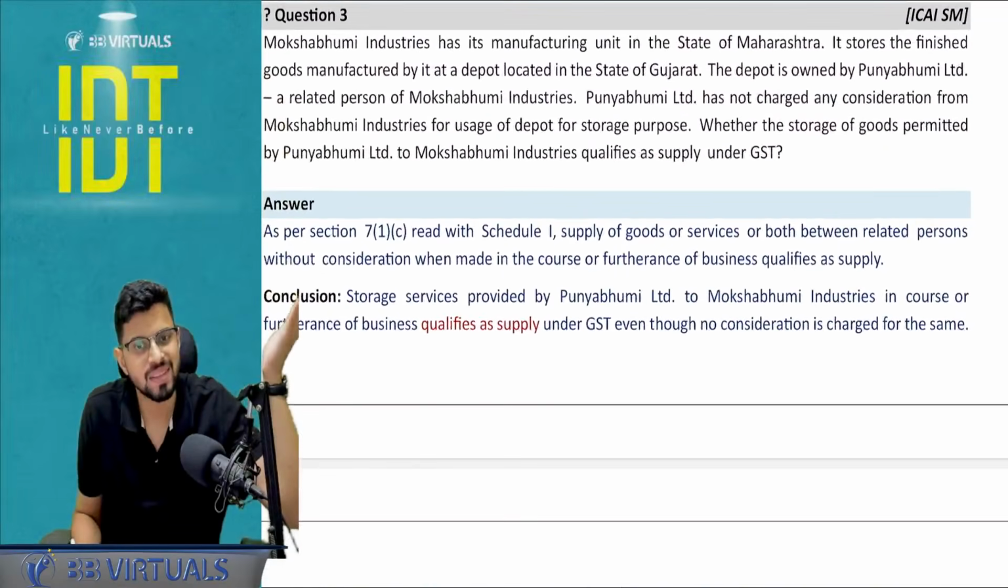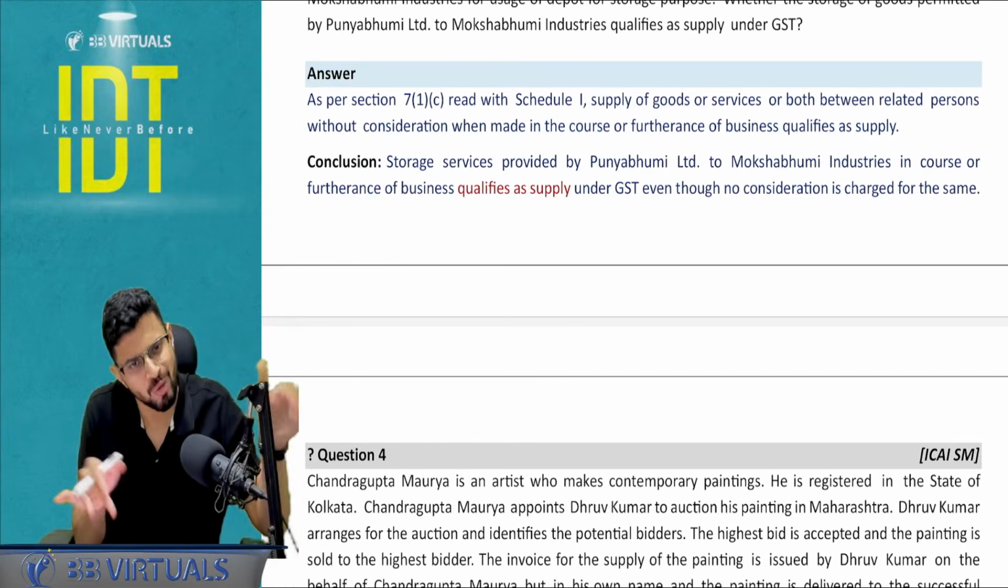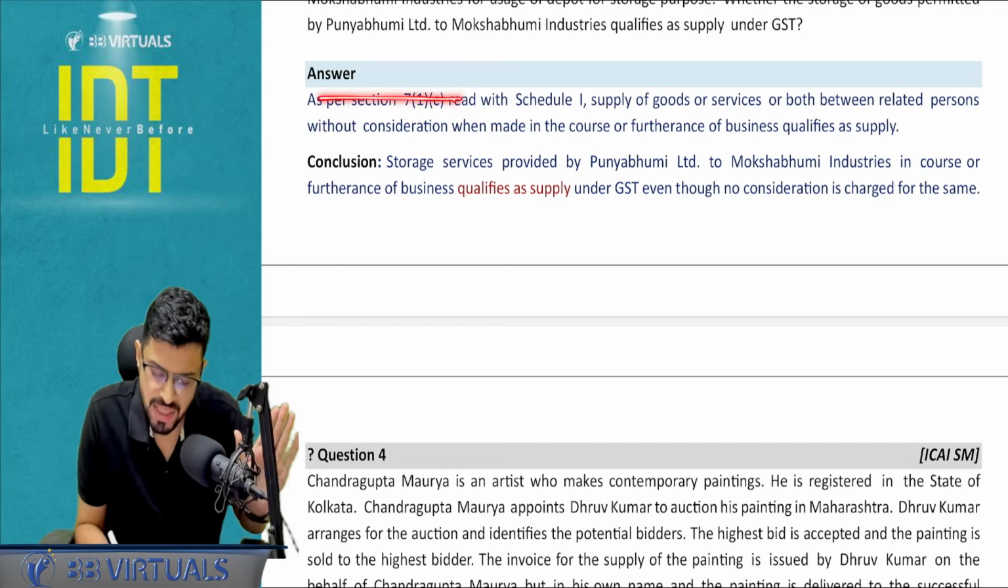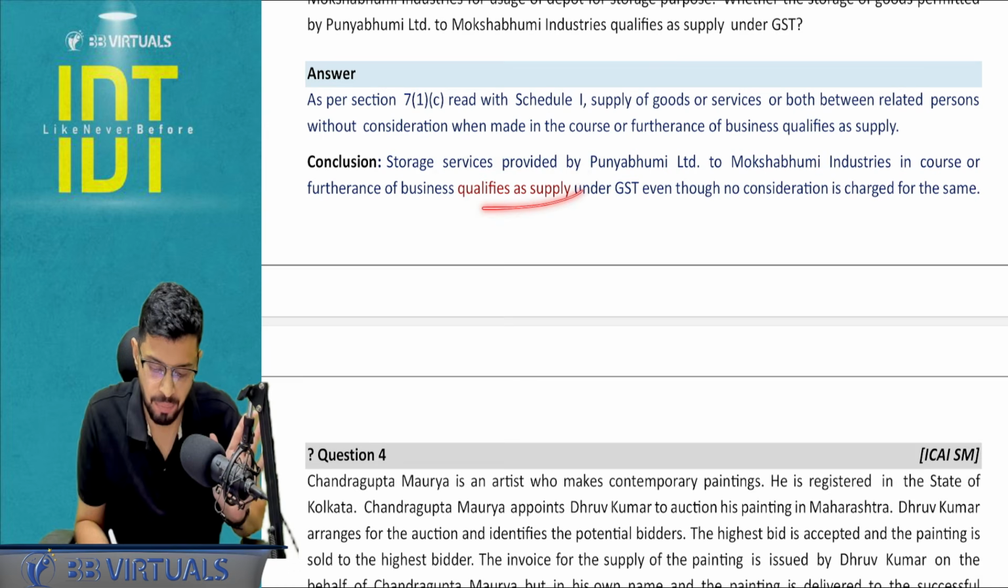That's it. So these are easy questions. Slowly we will do all the questions like this. Just get into the habit. If you are not able to remember this, it's fine. You can just mention Schedule 1 of the CGST Act. So it is a supply without consideration.